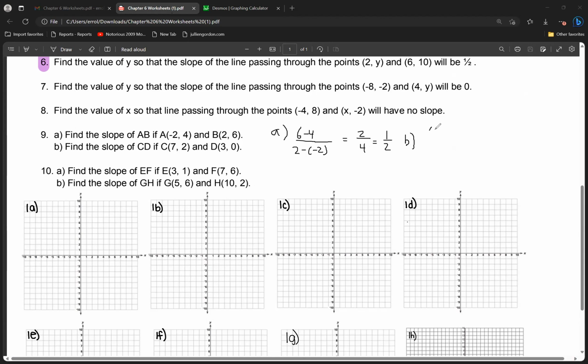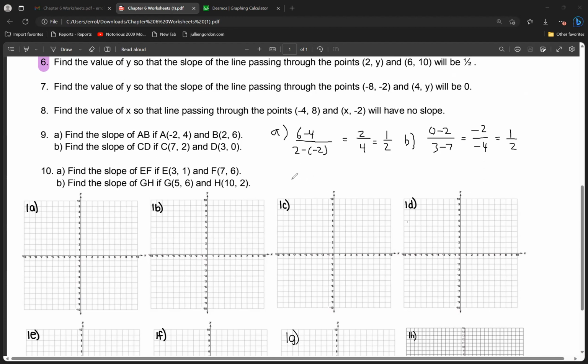0 minus 2 over 3 minus 7, okay, and simplify that. 0 minus 2 is -2, over -4. And what's -2 over -4? Positive 1/2. Negative over negative is positive, right? Yeah.